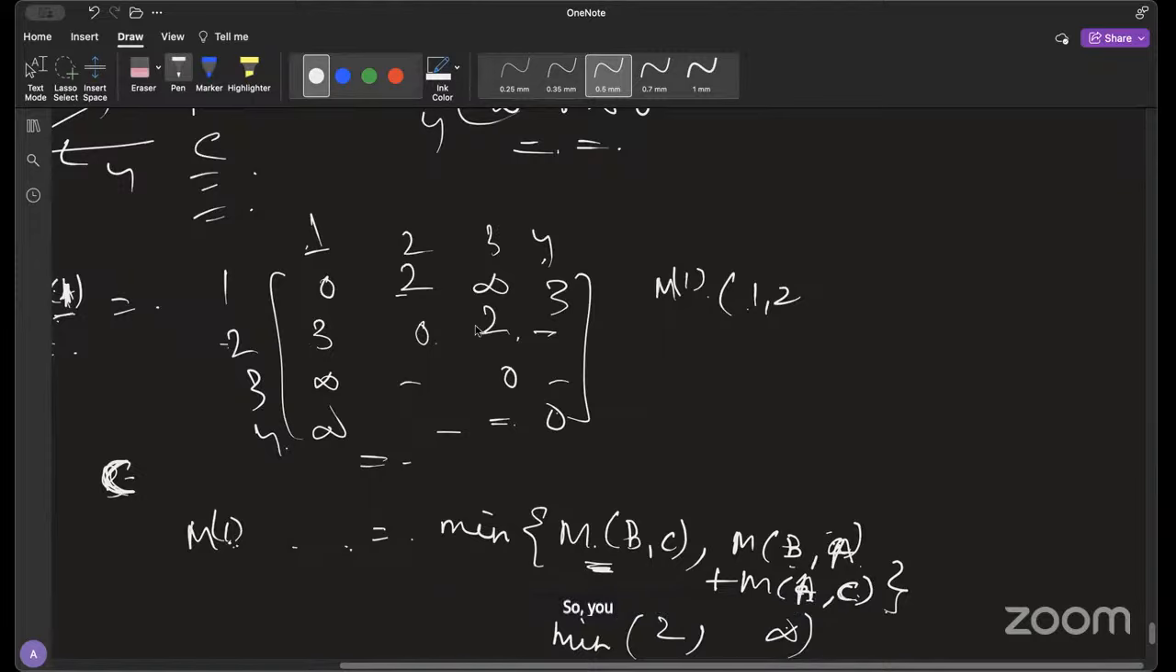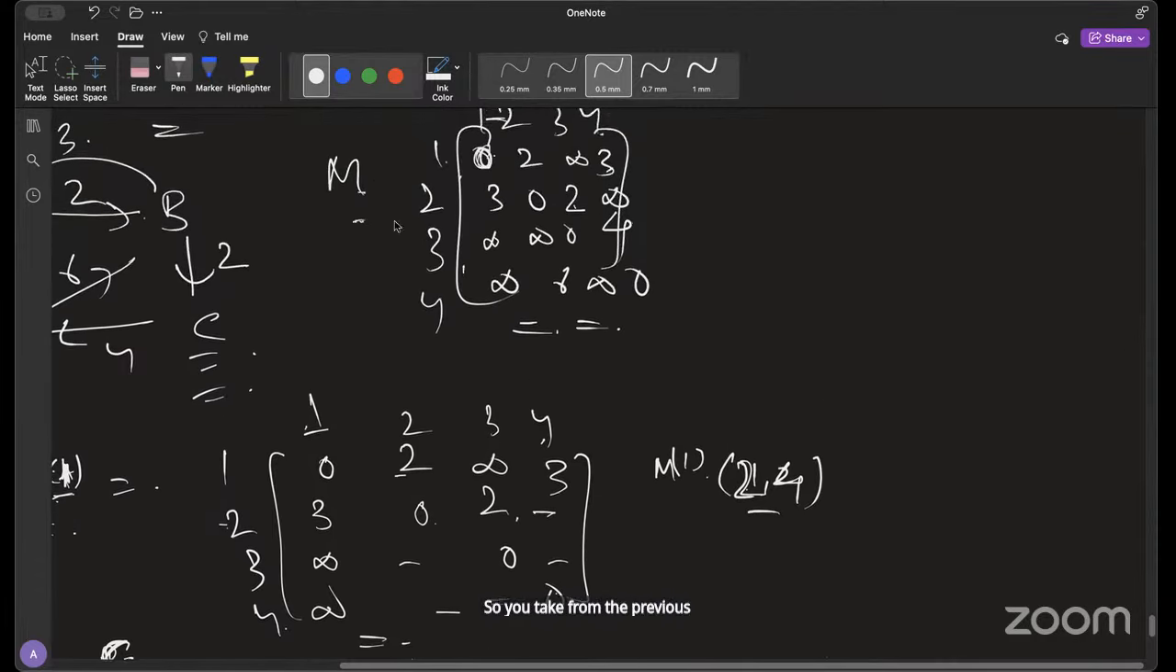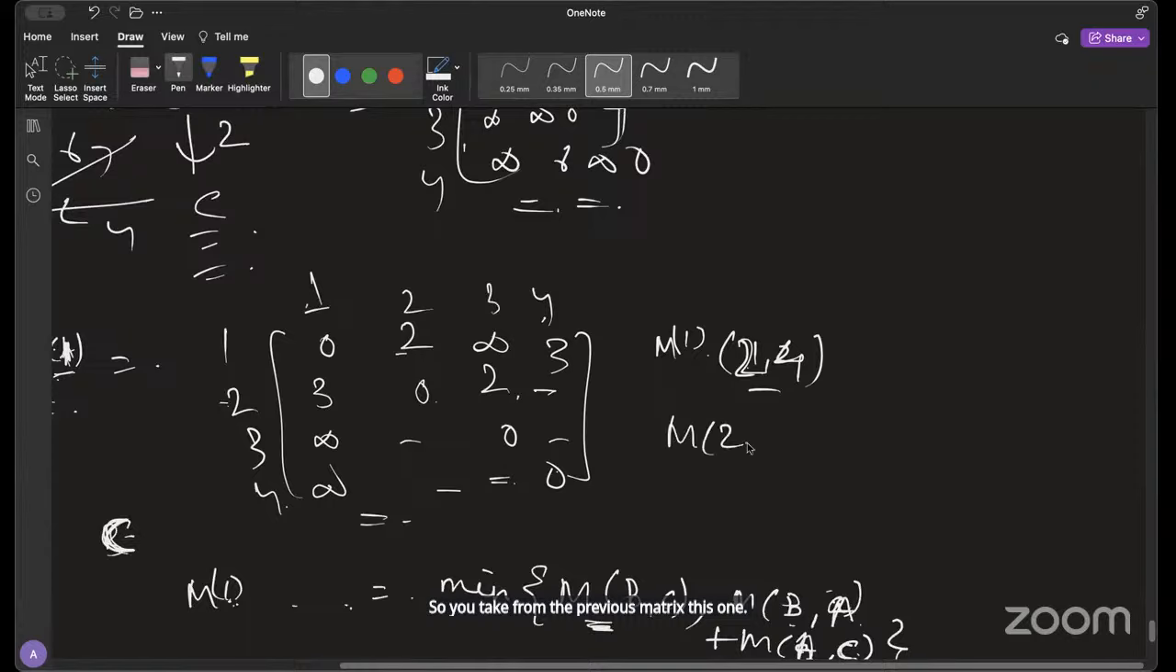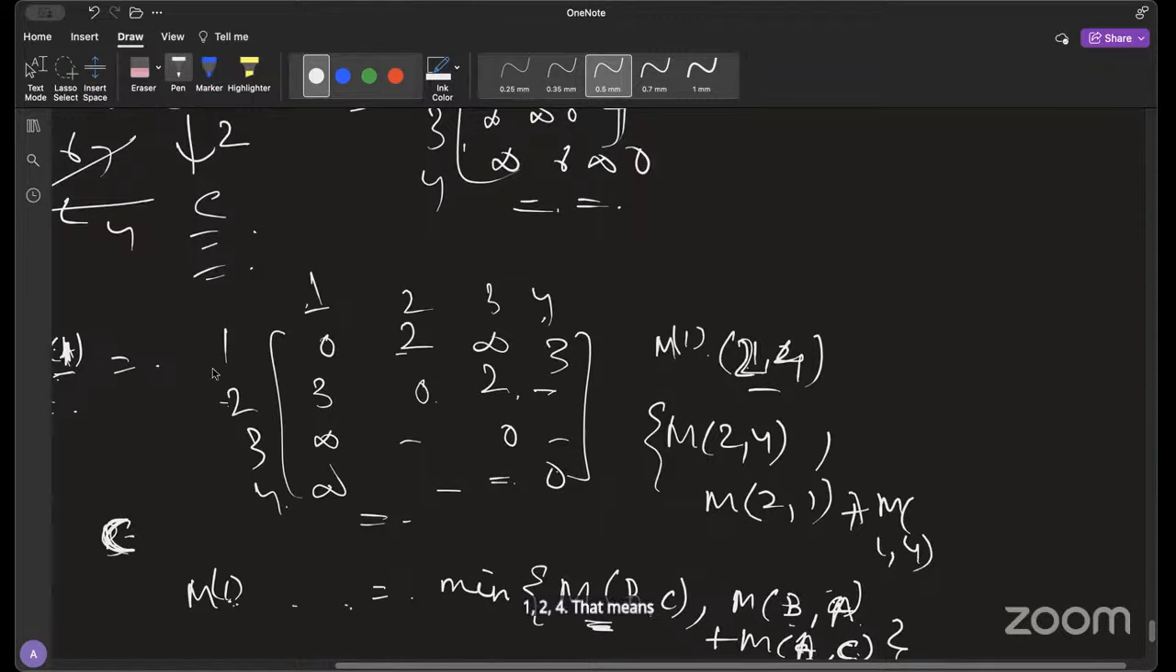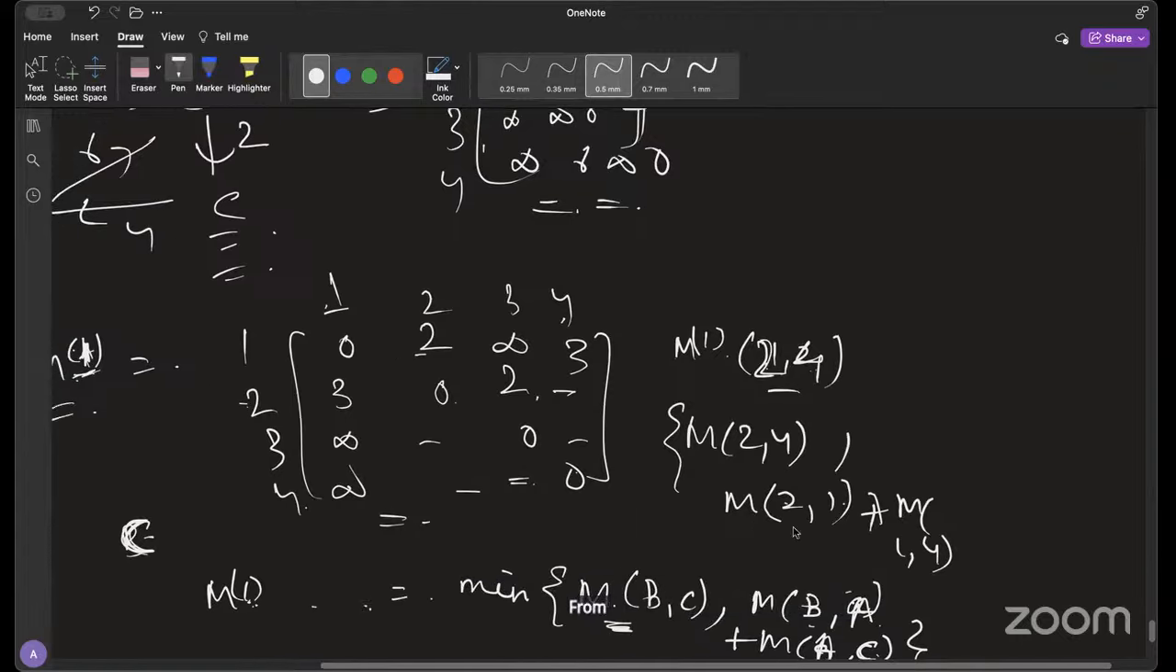So you'll change 2 to, let's just say you want to find 2 to 4. This time you want to find 2 to 4. So how do you do 2 to 4? You take from the previous matrix, this one. You see the 2 to 4 entry, and you see M2 to 1 plus M1 to 4. That means you insert a 1 here. You have 1 here, so you insert 1 in between these two, and then you find the distance from 2 to 1 and 1 to 4.